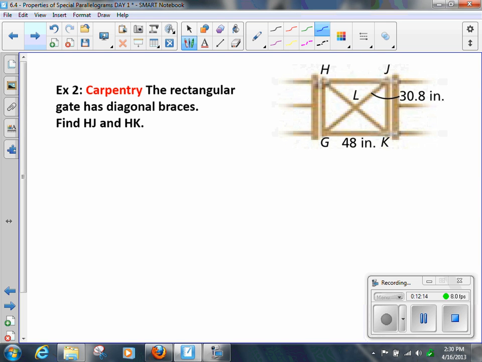Carpentry. Here we go. The rectangular gate has diagonal braces. Find HJ and HK. That's the first piece, and then the next piece. Well, what is HJ? Everybody? 48 inches. Why? Because opposite sides are congruent.